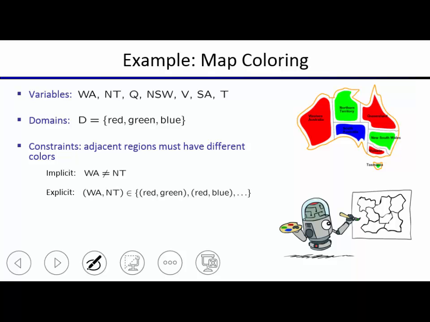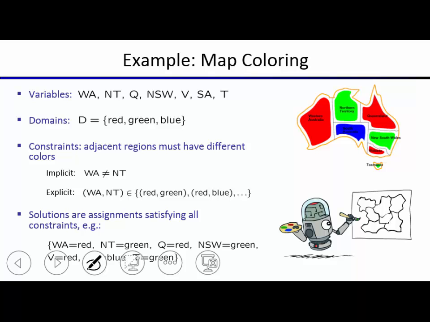An explicit way to define the same constraint is to essentially provide a set of values. It says the pair WA, NT can take on as a pair the values red, green, or as a pair the values red, blue, and so forth, any pair of colors that doesn't have a repeat of a color, if they're neighboring states. If they're not neighboring states, they could take on any pair of values. A solution, what we want to return at the end, is an assignment to each variable, and here's an example where all the constraints are satisfied.